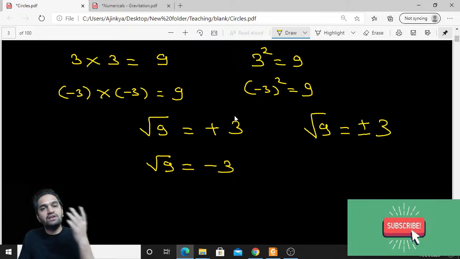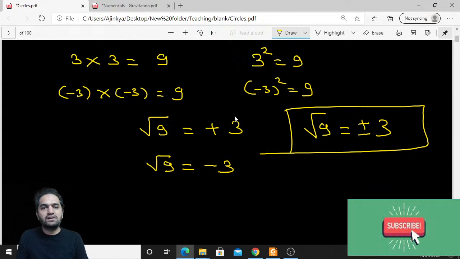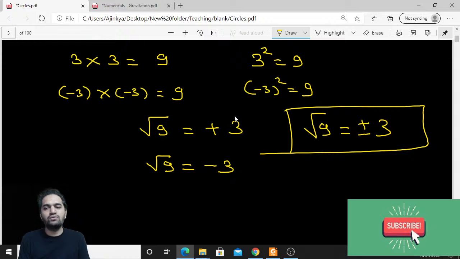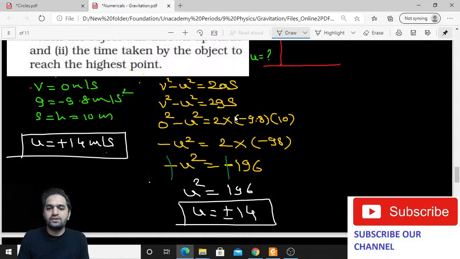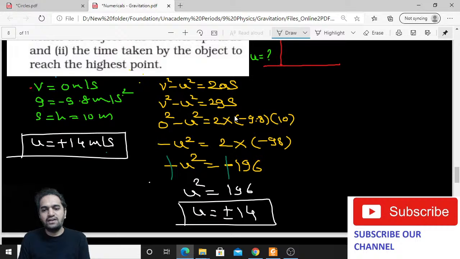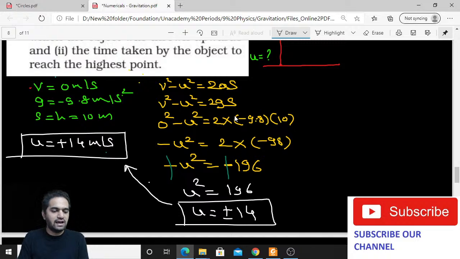So that means it can be either plus 3 or minus 3, and one value you can discard according to the requirement. Now you are in 9th standard, so you are supposed to write down the values of any number in square root form with plus and minus. Fine? Okay. So we have got the answer in the same way. The square root of 196 is 14, but it will be plus minus 14. So we have written here plus 14 and ignored the negative one. Fine? Okay. So this is the answer we have got.